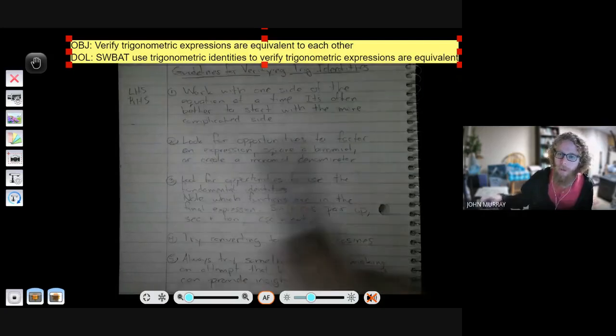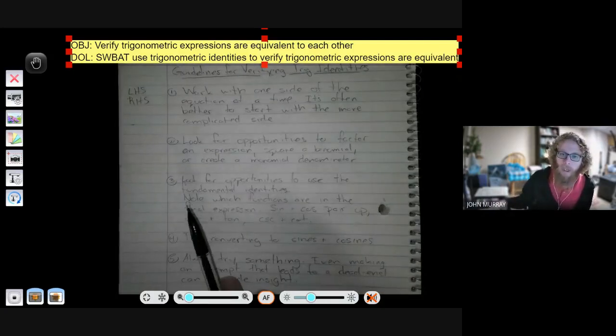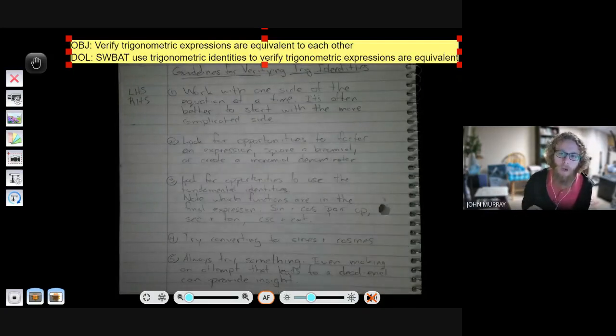After we've factored and squared, then we're going to look for opportunities to use our identities. So our Pythagorean identities, sine squared plus cosine squared equals 1. Our reciprocal identities or our quotient identities.